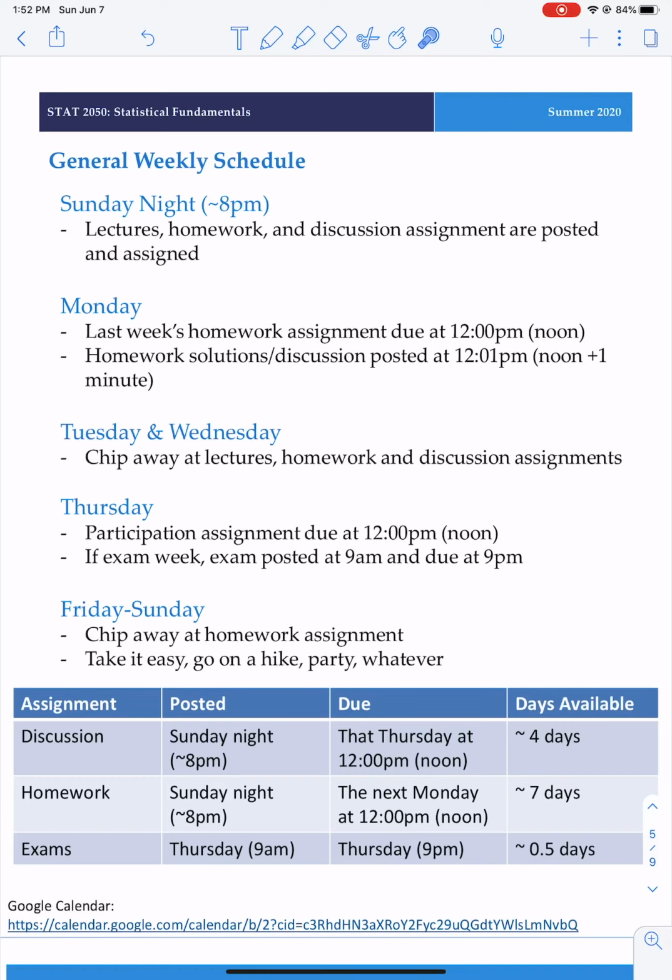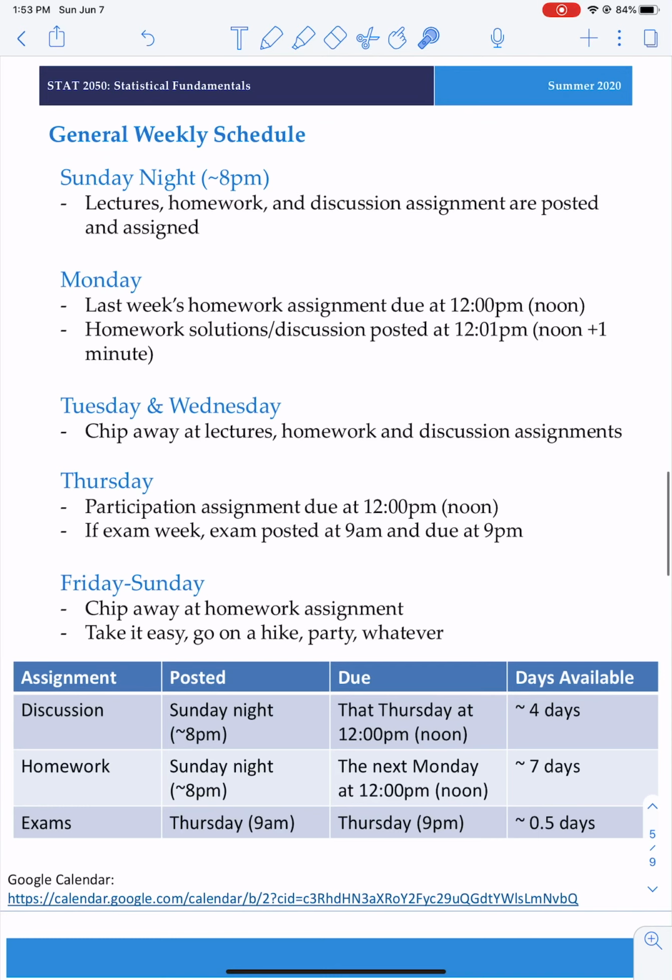Okay? And then Monday comes along, and that means that the last week's homework assignment is due. So you have a week to do the homework assignments. They're posted on that Sunday night, and then you have a week to do it, and it'll be due on that Monday at noon. And then, shortly after that, you'll have your solutions posted for both of those. Those will all be on the YouTube channel. If you're watching this video, you found the YouTube channel, so that's good. That's going to be our hub for a lot of stuff.